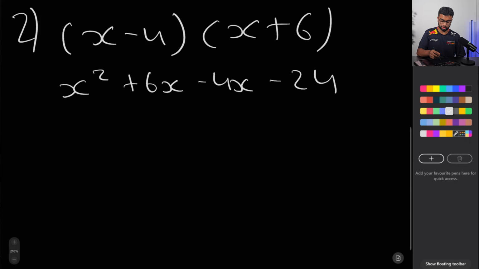6x and minus 4x are both coefficients of x, so we can just add them together, which would give us x squared plus 2x minus 24. And that is how you expand and simplify this expression.